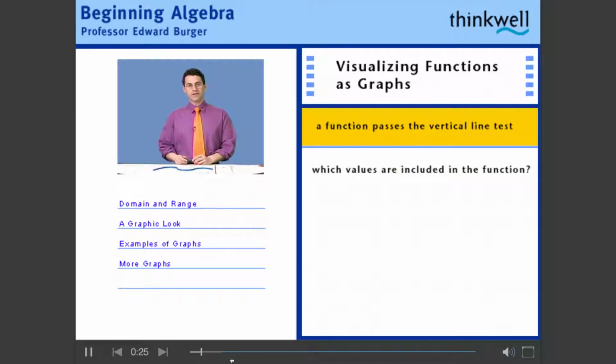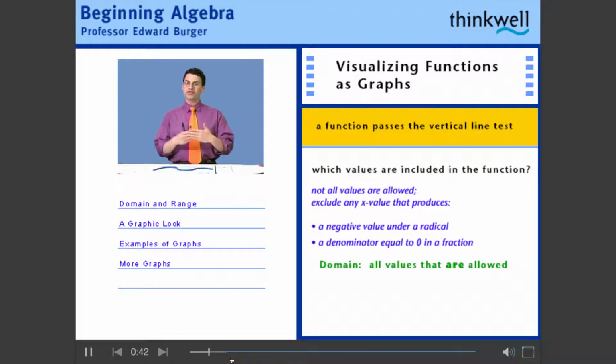For example, if the function had a square root in it, you can't make the inside of the square root negative. That would not be allowed. Doesn't mean it's not a function. It just means that that x value is not allowed. Well, the x values that are allowed to be put into a function form the domain of the function. The domain of the function is just the collection of all the allowable x values that can be input without any fear of problems.